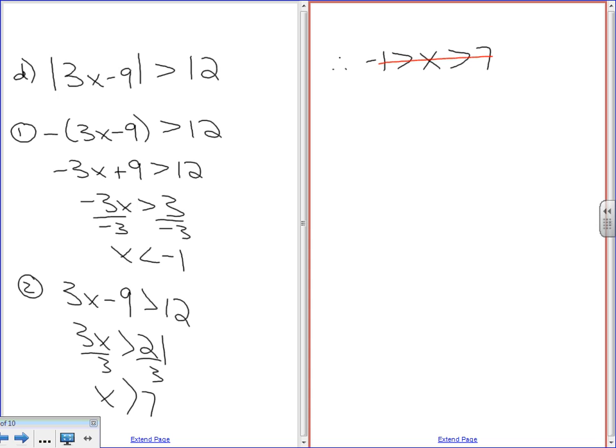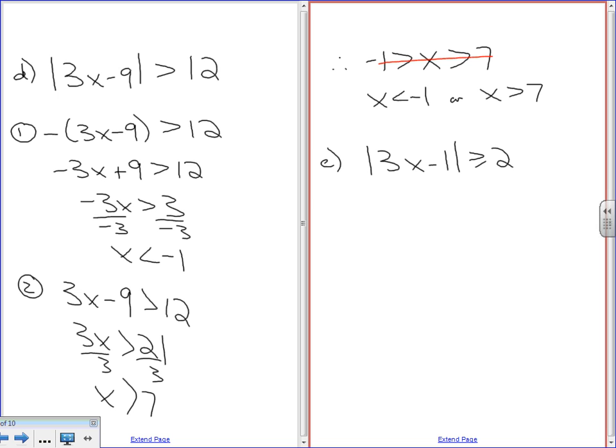If you wanted to write your answer, you would say the answer to this question is x is less than negative 1 or x is greater than 7. Okay, I get a lot of people writing this and it doesn't mathematically make sense. So let's just try another one, because it doesn't matter if there's x's, it doesn't matter where the absolute value sign is.